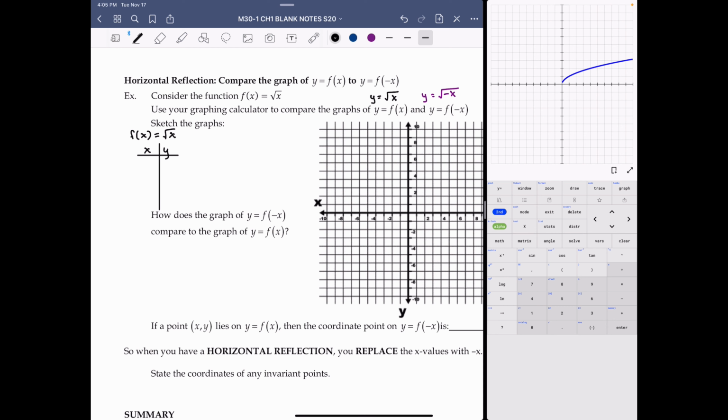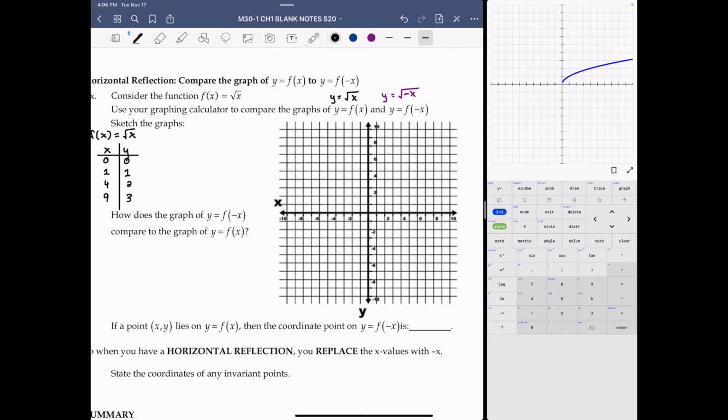We can't have the square root of a negative, so we start at x equals 0, then do 1, then 4 because it's a perfect square, and 9 because it's a perfect square. Square root of 0 is 0, square root of 1 is 1, square root of 4 is 2, and square root of 9 is 3. We can plot those points, 0, 0, 1, 1, 4, 2, and 9, 3. Join those points with a curve, and there is our function y equals square root of x.